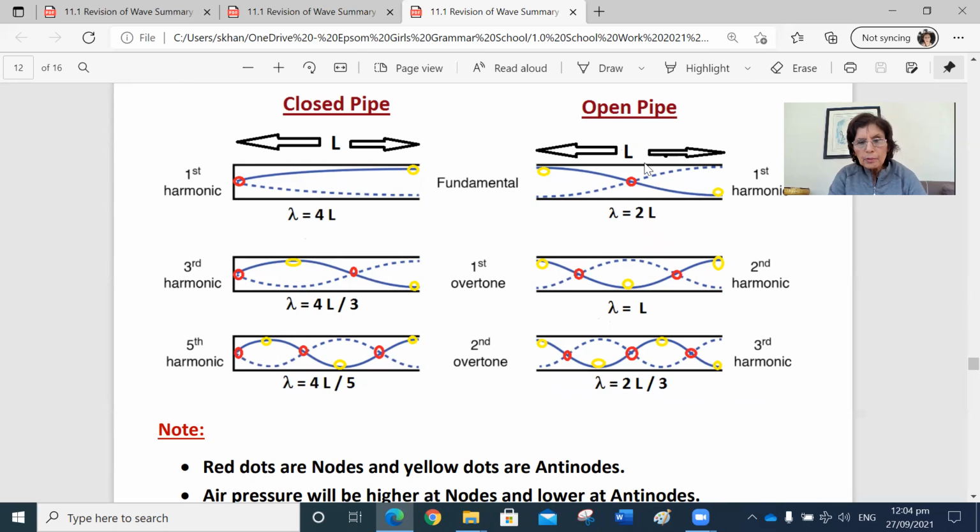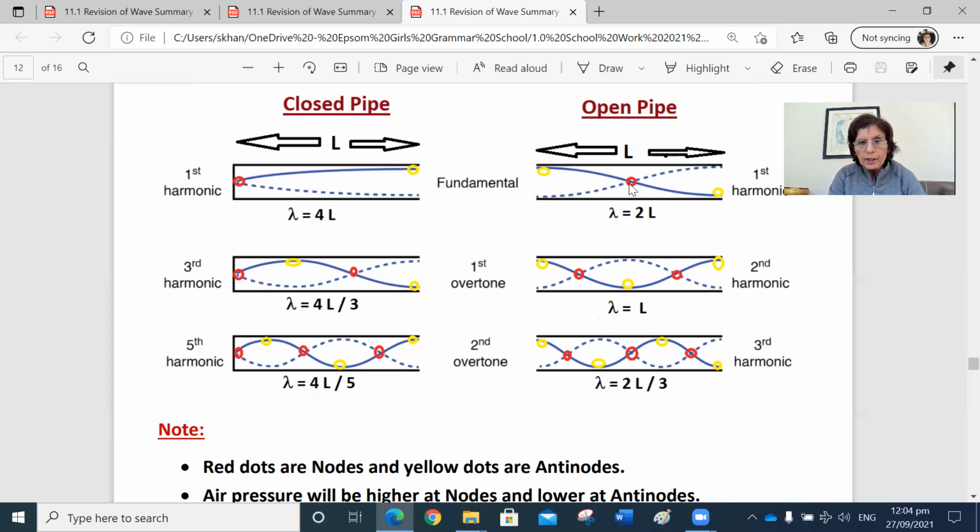Now, an open pipe is the one which is open on both ends, and an open end can only be an antinode. So there will be a node in the middle, and an antinode at the end. This is a quarter of a wavelength, another quarter making it half. So from here to there is half a wavelength, so the wavelength will be twice the length of this pipe. So that's the first harmonic.